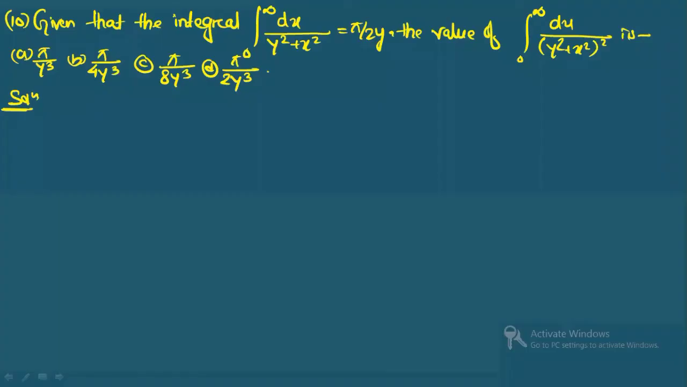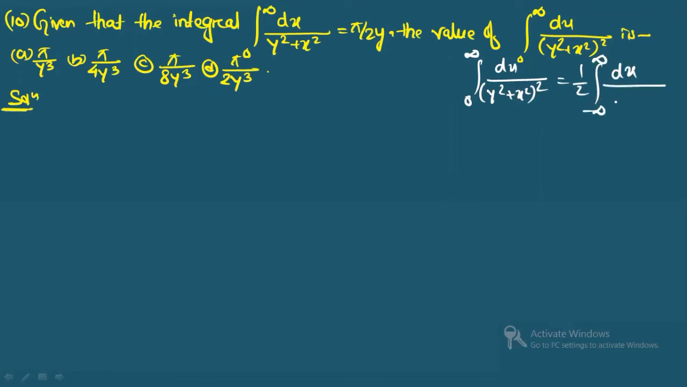All right. Now let's see question number 10. It is given that the integration 0 to infinity dx by y square plus x square is equal to pi by 2y. So you will have to calculate the value of integration 0 to infinity dx by (y square plus x square) whole square. For this, first you will change the integration limit from minus infinity to plus infinity. So you can write 0 to infinity dx by (y square plus x square) whole square equals 1 by 2 integration minus infinity to plus infinity dx by (y square plus x square) whole square.